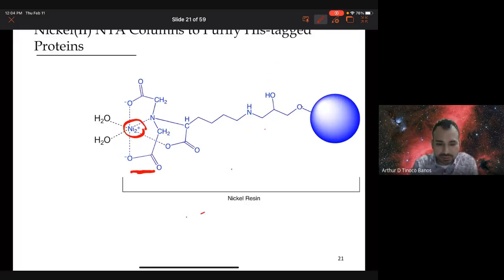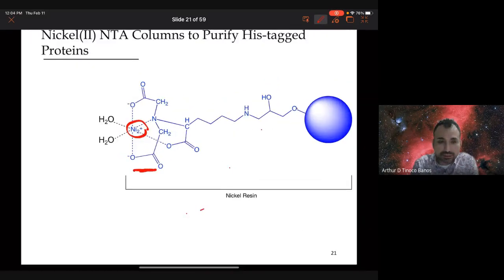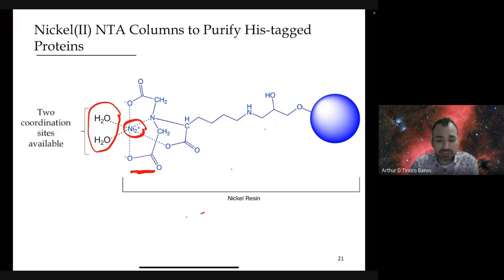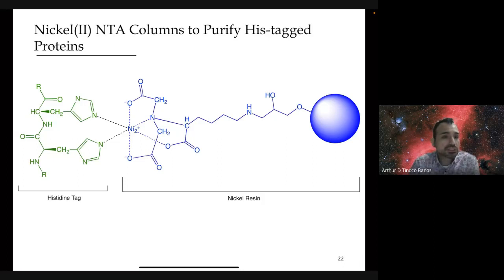I'm not sure why it looks bigger than it actually is. There it goes. All right, so it's coordinating 4 of the coordination sites of the nickel. So you actually have sites where something can coordinate to the nickel, in this case, a histidine tag. These 2 coordination sites are available, and we're essentially taking advantage of that.